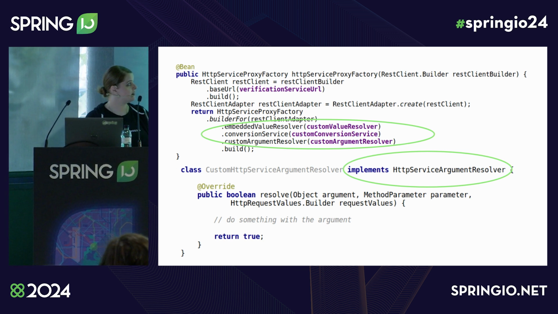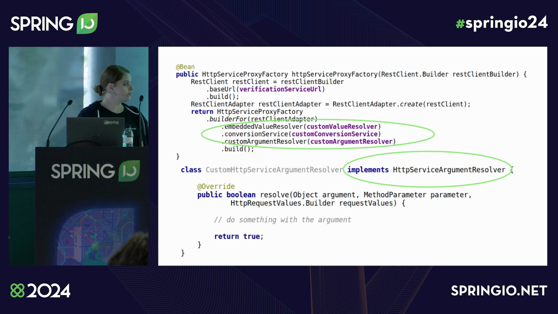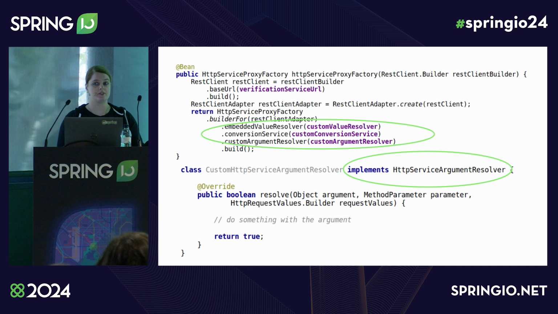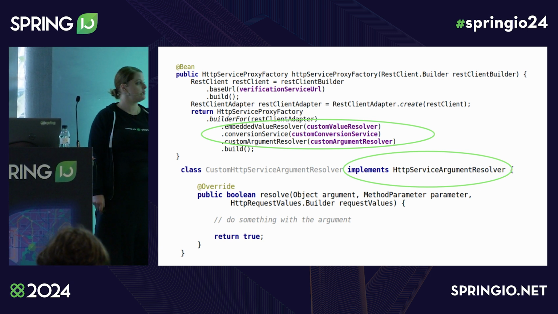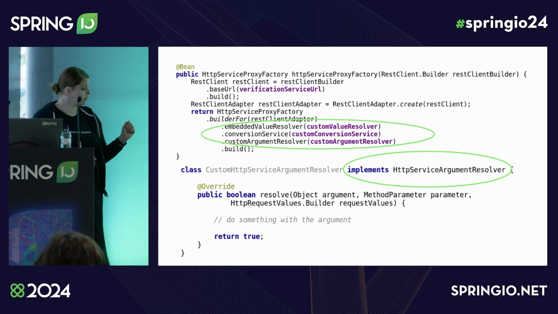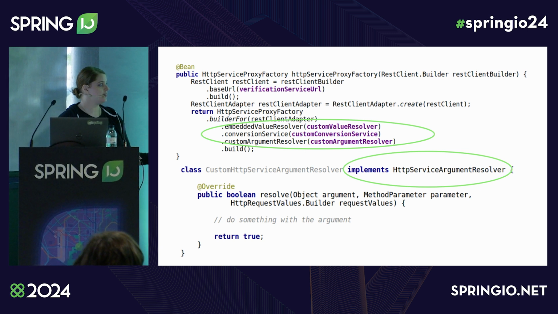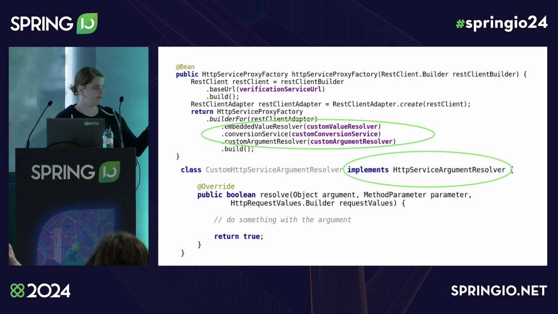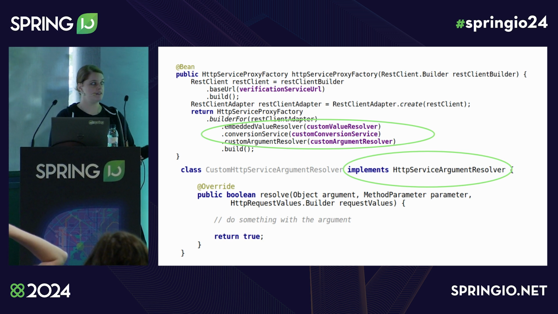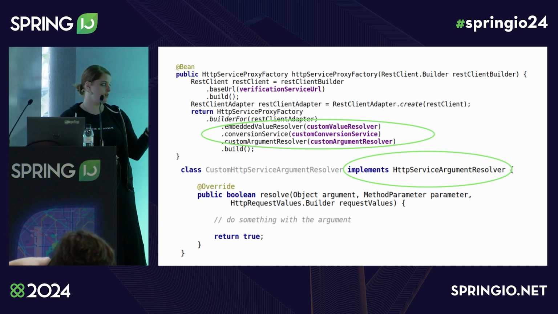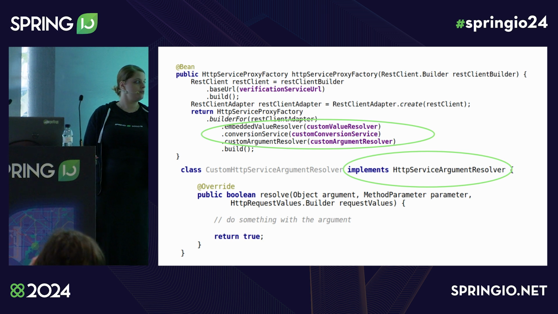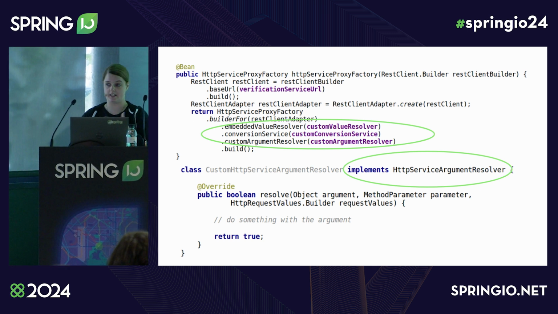What is most important here is the custom argument resolver. So if you want to handle an argument, either a type or a specific annotation that we don't handle, but you have some custom scenario and you want to handle something else, it is very easy. You just need to implement the HTTP service argument resolver. And then you get the argument, the parameter, and request values. So basically what you can do is, first of all, check stuff on the parameter. What type is it? Does it have some kind of annotation? You can take the argument and you can transform it in any way you like. And then what you do is you add it to the request values so that it is accessible later on.